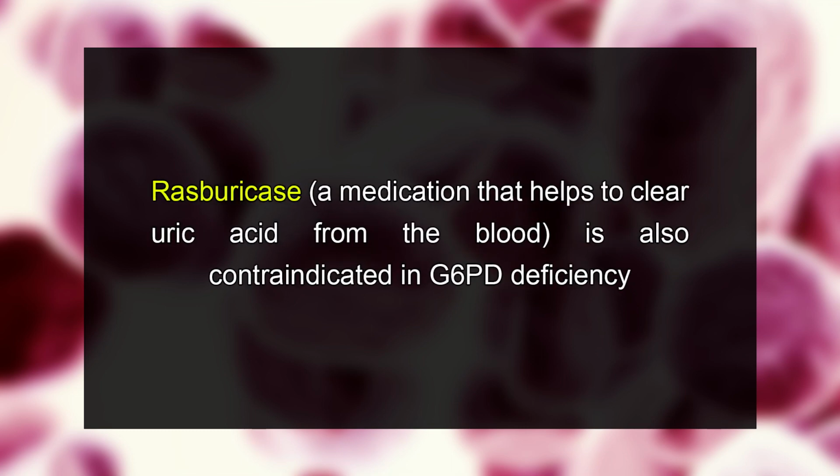Rasburicase, a medication that helps to clear uric acid from the blood, is also contraindicated in glucose 6-phosphate dehydrogenase deficiency. High-dose intravenous vitamin C has also been known to cause hemolysis in glucose 6-phosphate dehydrogenase deficiency carriers. Therefore, G6PD deficiency testing is routine before infusion of doses of 25 grams or more.